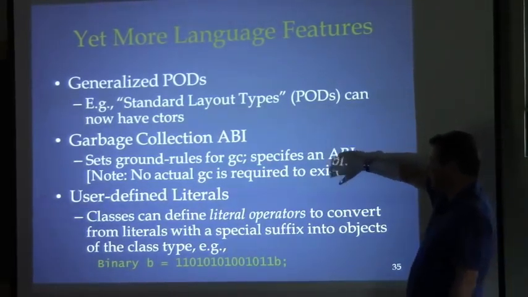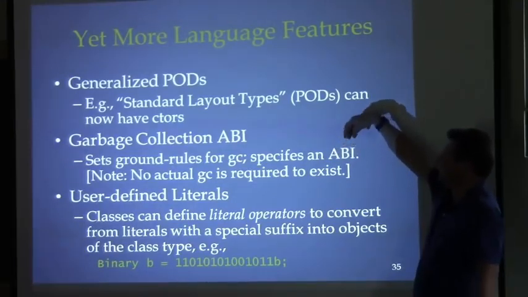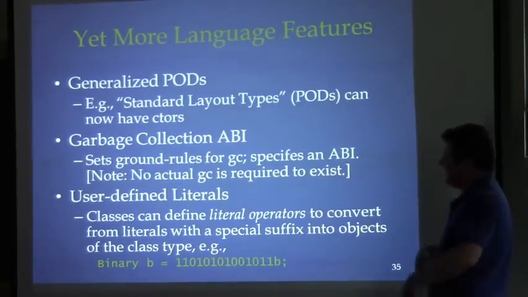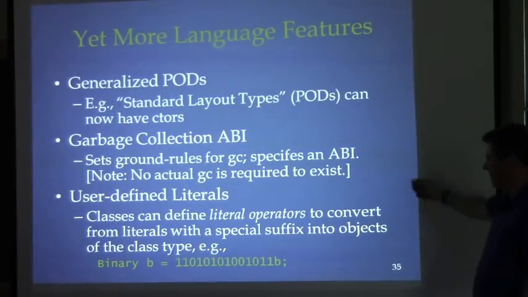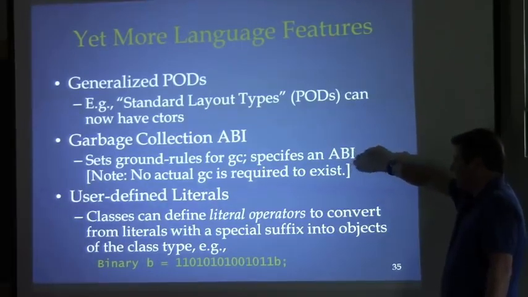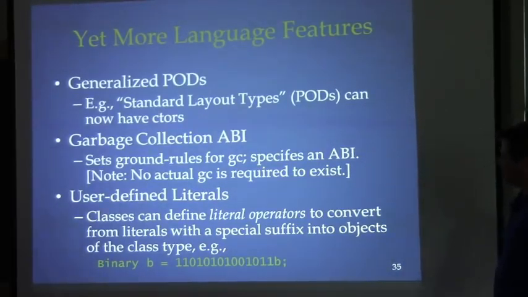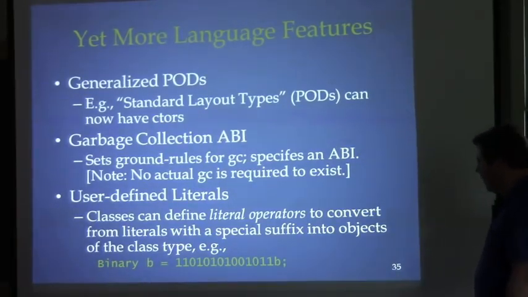C++11 does supply a garbage collection specification for an ABI interface. It doesn't actually provide a garbage collector, but it provides the hooks where a garbage collector could be integrated if it's desired. Garbage collection sort of goes against the grain of C++ most of the time, but if you really like it and need it, at least now there's some official way to integrate that.